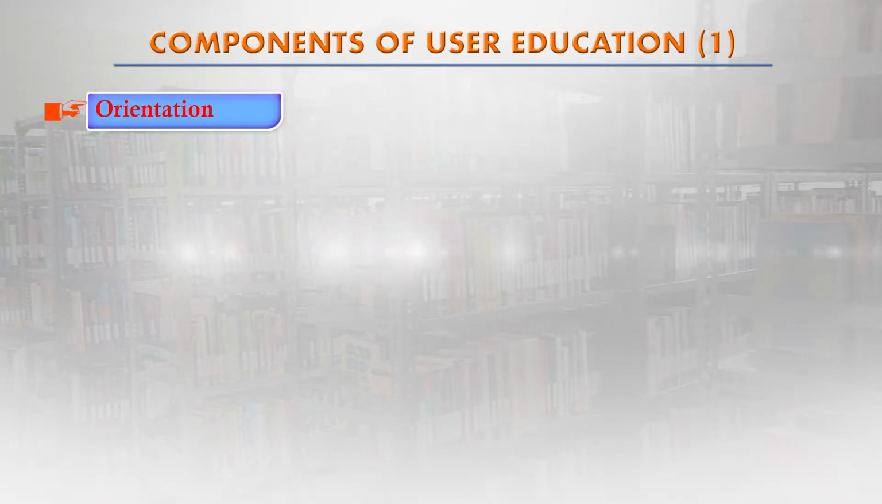Now in the user education concept, we have two terms, both important: library orientation and library instruction. In the next few slides, we will learn what library orientation is, how it helps, how it is delivered to users, and what library instruction is and in what way it helps users. Now first of all, let us see what orientation means.